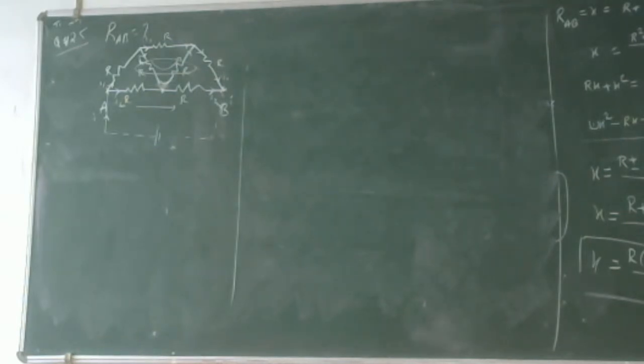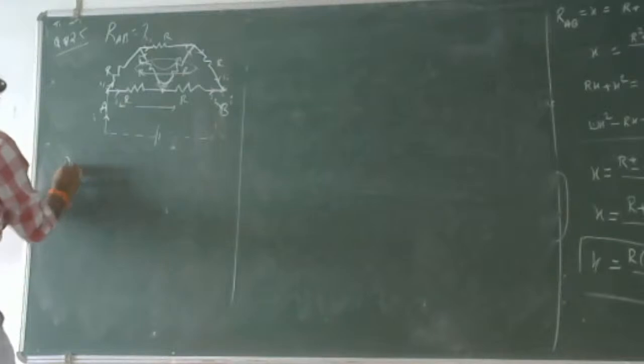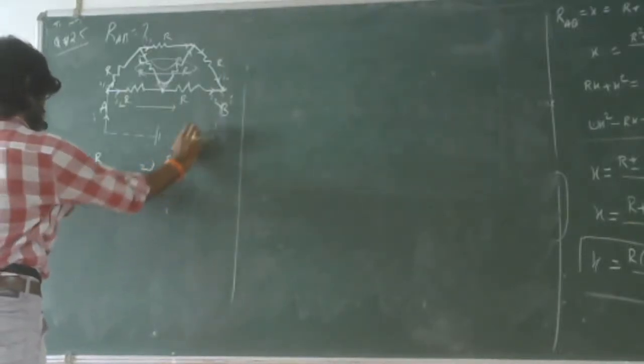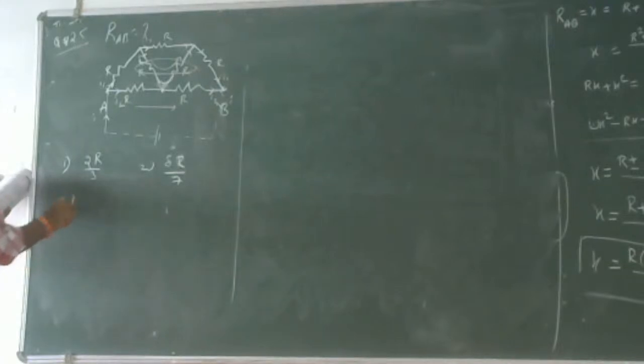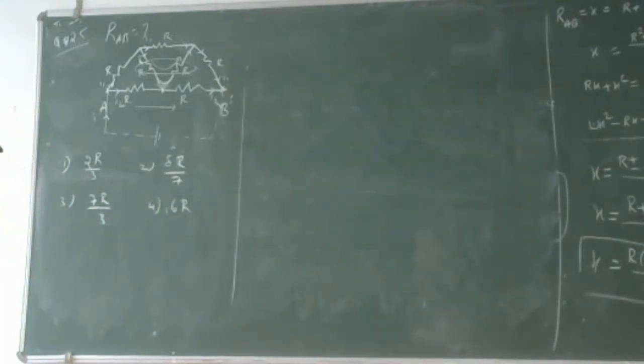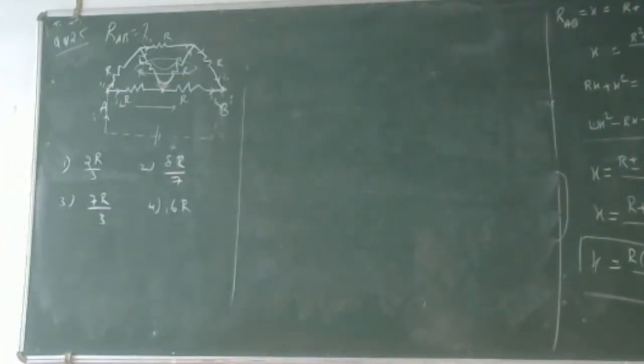The options. This is question number 25. First option, 2R by 3. Second option, 8R by 7. Third option, 7R by 3. Fourth option, 6R. Any other answers, or has everyone got the same?